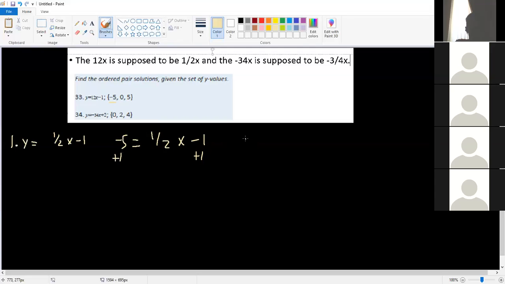-5 plus 1 is -4 equals 1/2 x. To get rid of this fraction, we multiply by its reciprocal. Its reciprocal is 2, so we multiply both sides by 2. 2 times -4 is -8. So x is equal to -8. So we get the same solution that you got, but we solved it algebraically, and this is more reliable. Does this make sense?